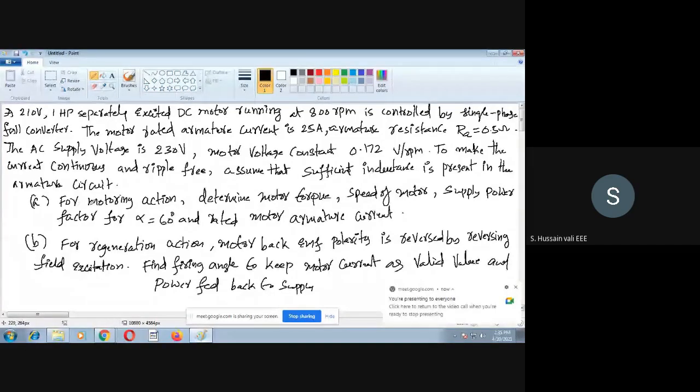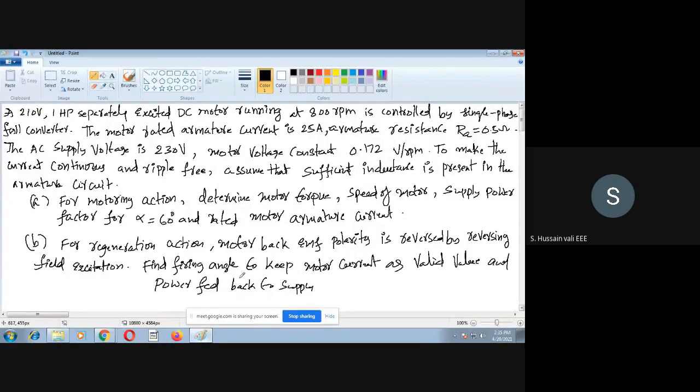First part is that for motoring action, determine motor torque, speed of motor, supply power factor for alpha equal to 60 degrees, and for rated motor armature current. Now second part is that for a regenerative action, motor back EMF polarity is reversed by reversing field excitation. Find firing angle to keep motor current as rated value and find power fed back to supply.